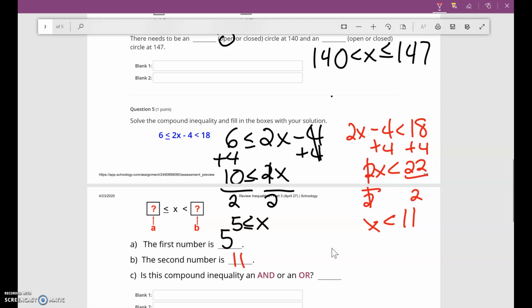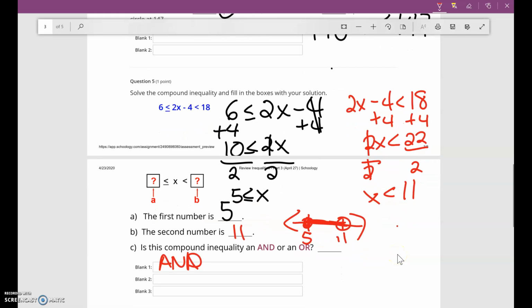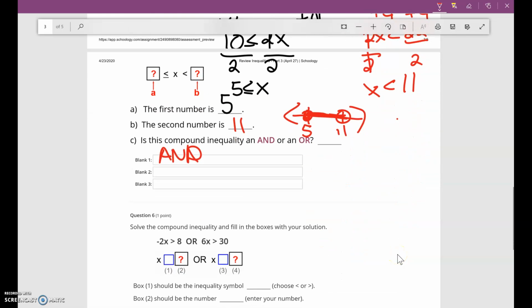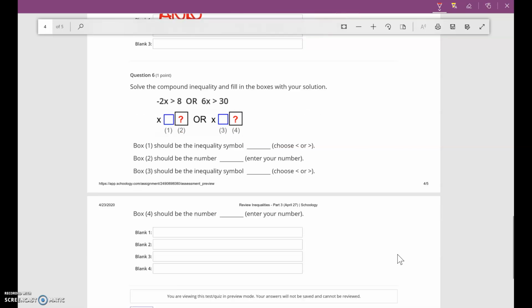So then if I were to graph that, something bigger than 5 but less than 11, here's 5, here's 11. Bigger than 5 goes this way, less than 11 goes this way. So that's going to end up being an AND problem. So first number is 5, second number is 11, and then it ends up being an AND problem.